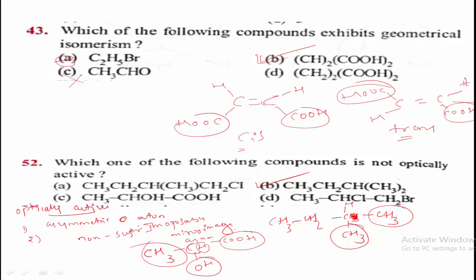If there is an asymmetric carbon atom, we call it optically active. Now option A, option C and option D all contain an asymmetric carbon atom, but option B does not contain an asymmetric carbon atom. Therefore, it is optically inactive. The correct answer for this question is option B.